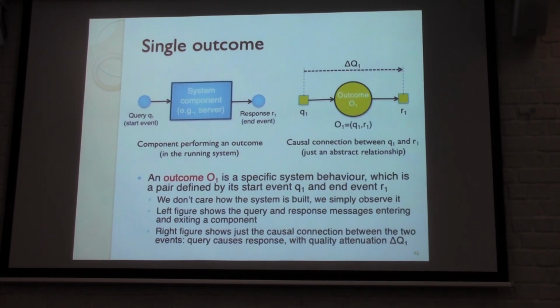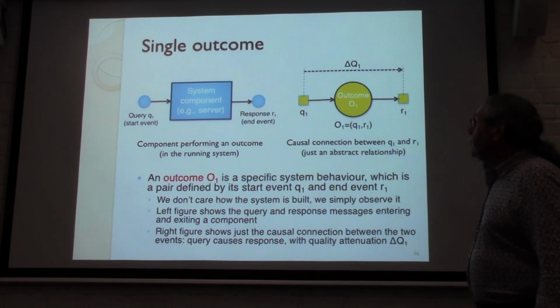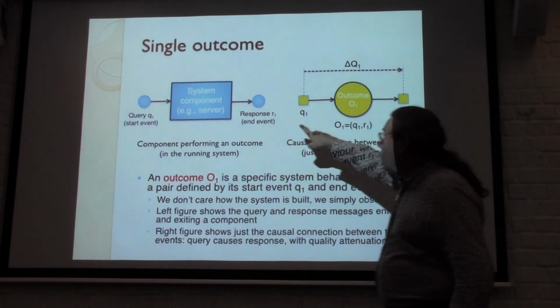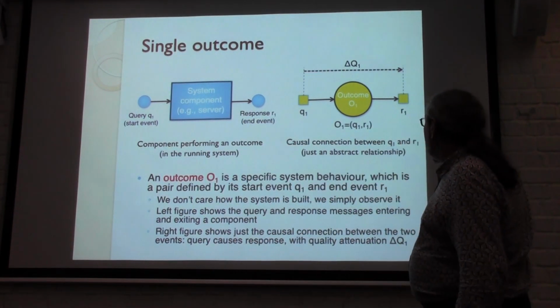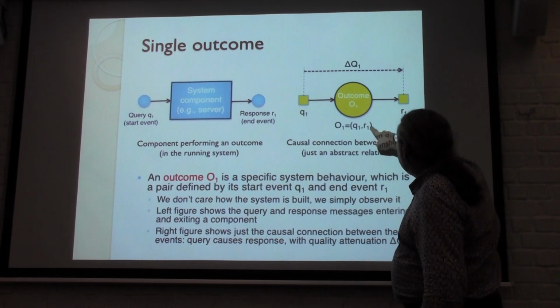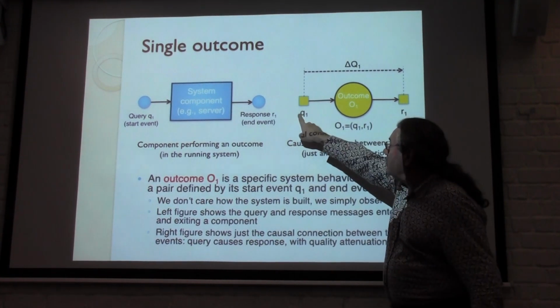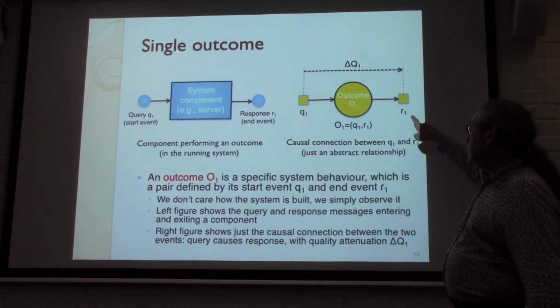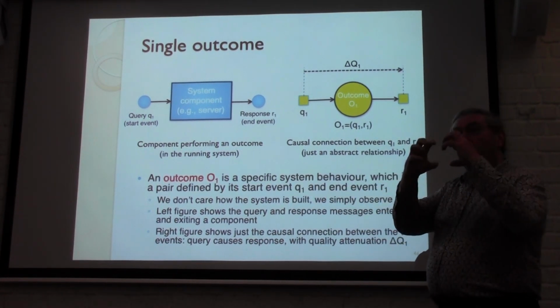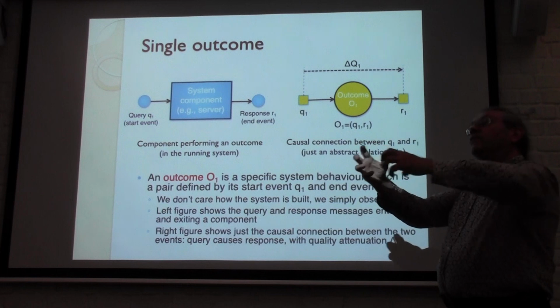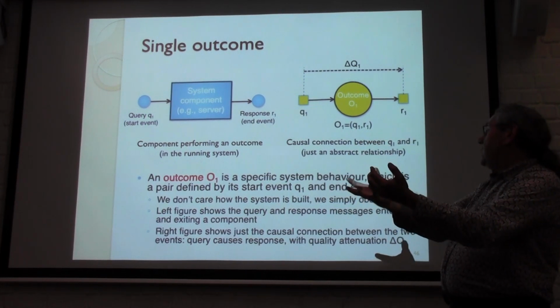So, okay, let me explain now this outcome diagram. These yellow graphs: here we have some component, message comes in, message goes out. So the outcome is just a pair. You combine the in and the out, the start event and the end event. So it's a pair saying the system is doing this. With this start, it turns into this end.